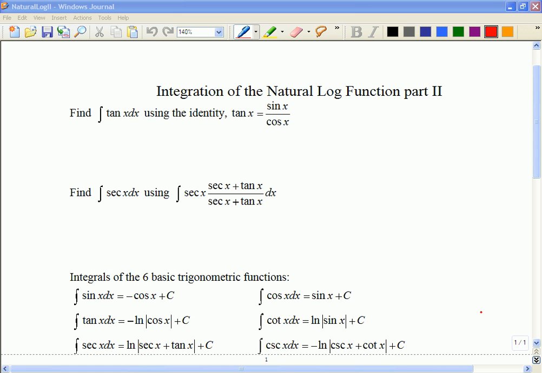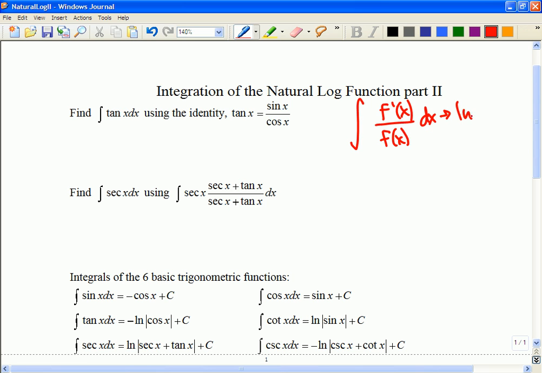We'll continue looking at the natural log function today, and we're going to keep going with that pattern of looking for the function, a fraction where we have the function here and the derivative here, to help us see that we're going to use the natural log to find our answer. So we'll start by looking for some trig identities and showing you where their formulas come from.